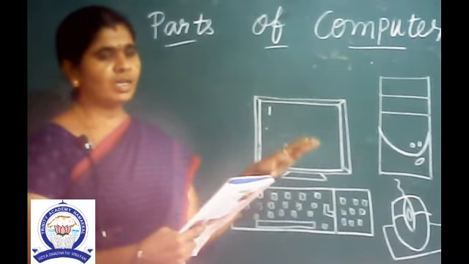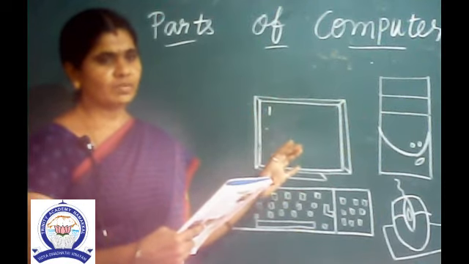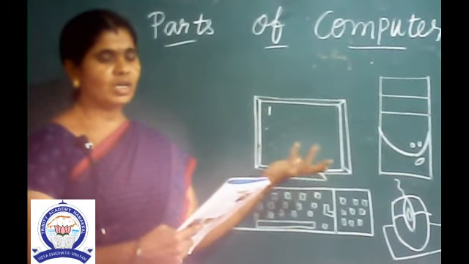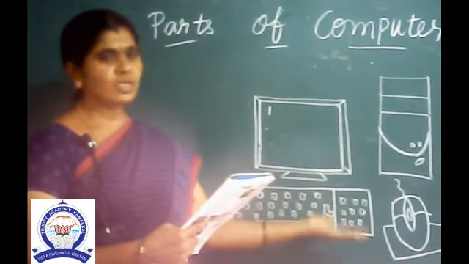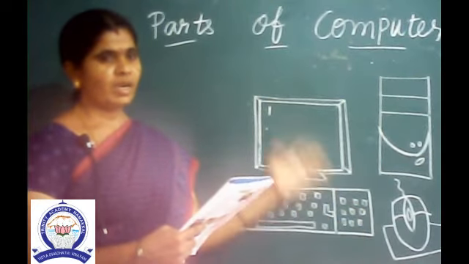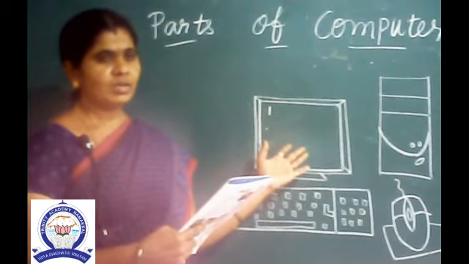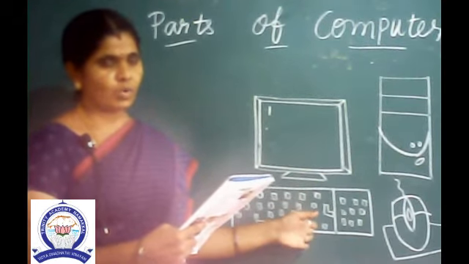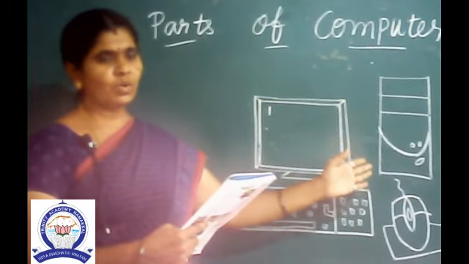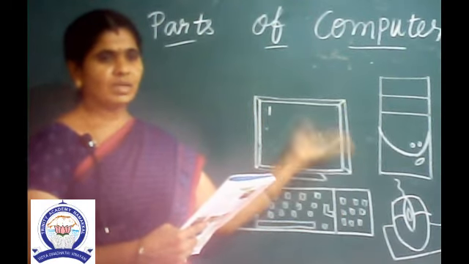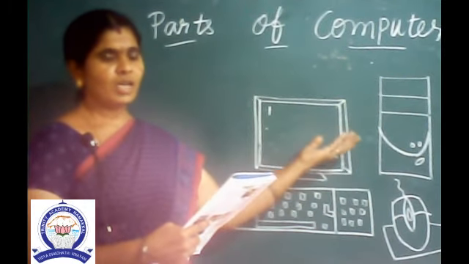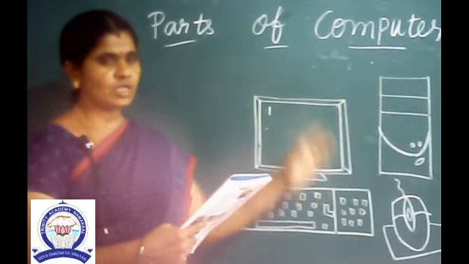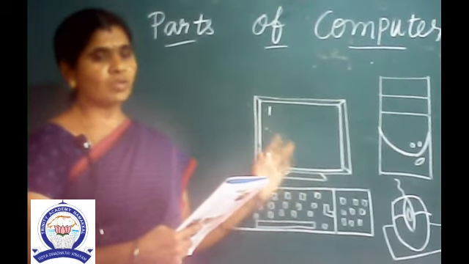These four are the essential parts of a computer. Without keyboard we cannot send the data or instruction to the CPU. Without mouse we cannot click the option. Without monitor we cannot see what we have done on the keyboard. Without CPU all the calculations, all the processing work cannot be done, isn't it? So these all together we can say computer. So these four are the essential parts of the computer.